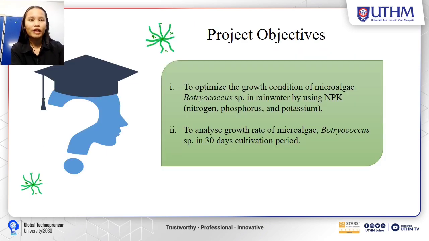So the objective of this study is, number one, to optimize the growth condition of microalgae Botryococcus species in rainwater by using NPK, nitrogen, phosphorus, and potassium. Number two is to analyze the growth rate of microalgae Botryococcus species in 30 days of cultivation period.